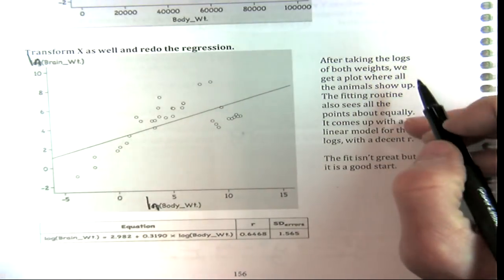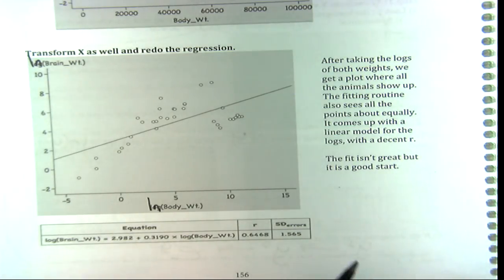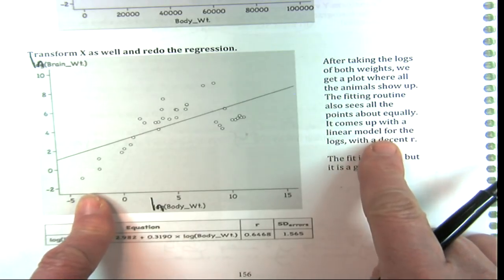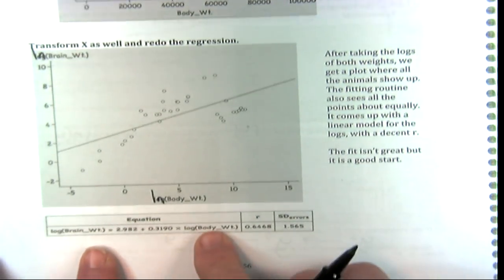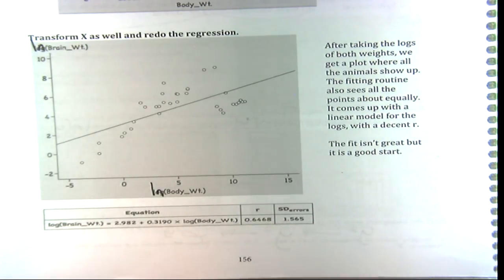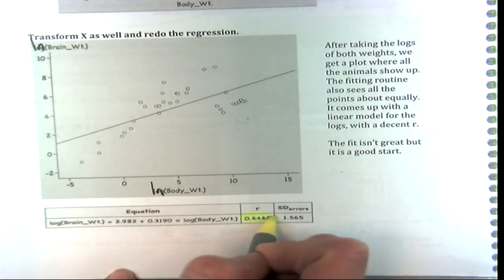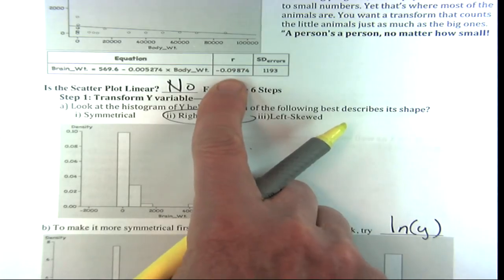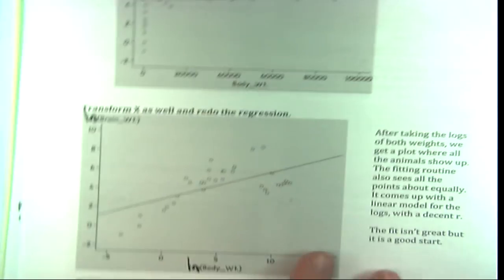All right, now after taking logs of both weights, we get a plot where the animals show up. The fitting routine sees all the points about equally. It comes up with a linear model. Here's our linear model with a decent R. Look at how our R now is much better. Our R improved tremendously. But remember it was slightly negative before? It was terrible, almost zero and negative. So we have a much better R.